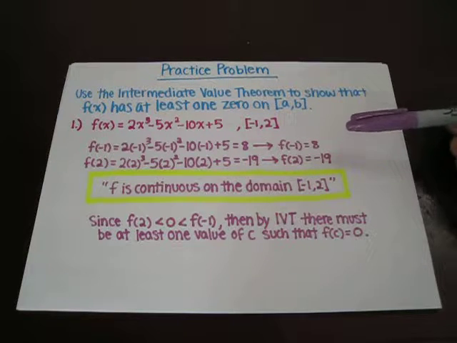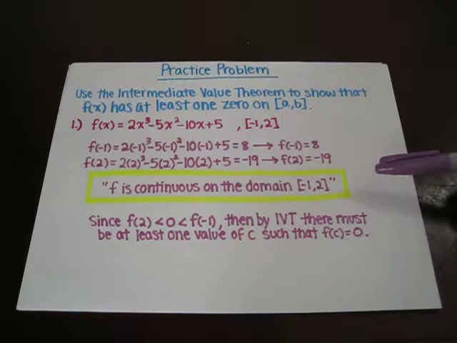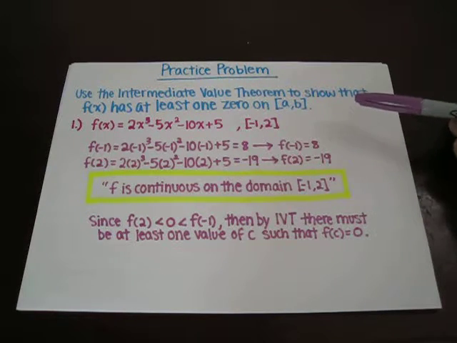and then remember to write this statement. It's really important. F is continuous on the domain from -1 to 2, or whatever domain the problem is asking. If you don't write this, you can lose points on your quizzes and tests because continuity is necessary for the intermediate value theorem to be used.